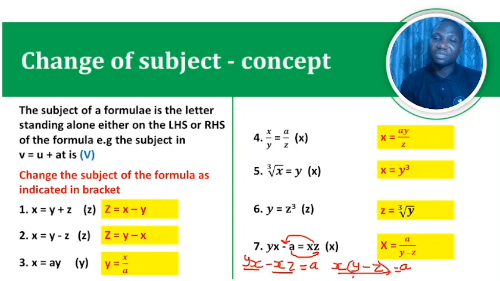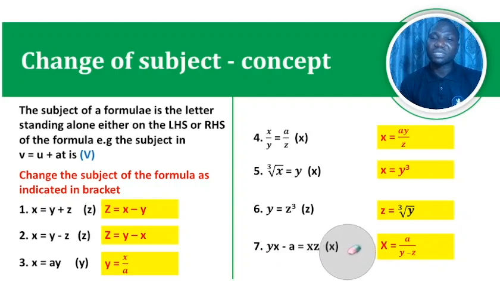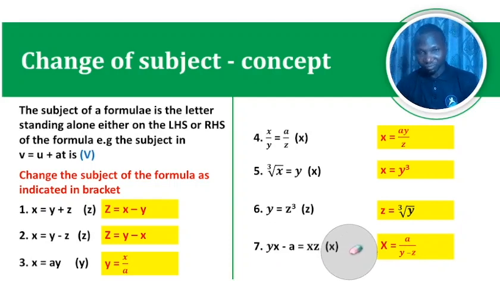So divide this by y minus z. Divide this by y minus z. Y minus z will cancel y minus z. Therefore, again, we will have x, our subject, equal to a all over y minus z. So these are the concepts that you will apply anytime you are confronted with a question on changing the subject of any formula.